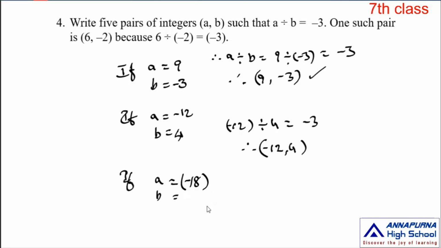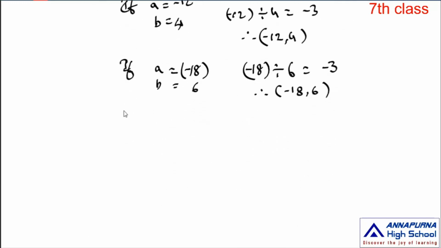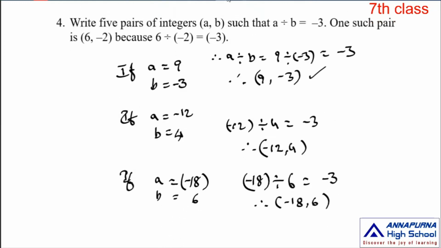Next, if we take one more pair, a is equal to say minus 18. So obviously the b is 6. So therefore a divided by b, 6, means it is minus 3. Therefore minus 18 and 6 is the one more pair. So like that you write the other two pairs. So that is the HW to you.